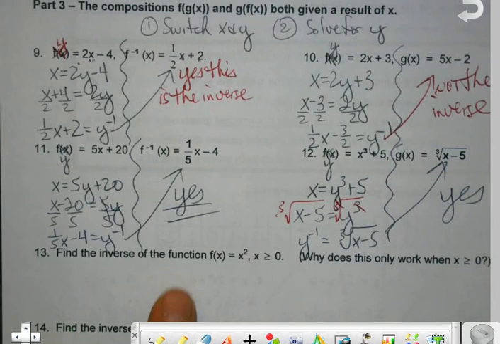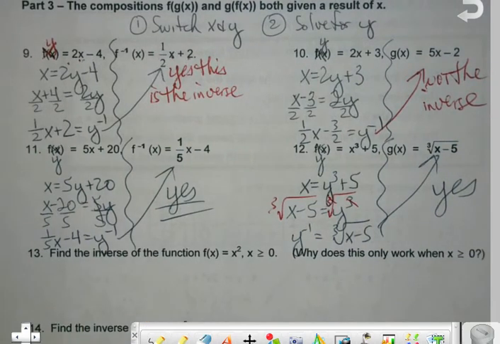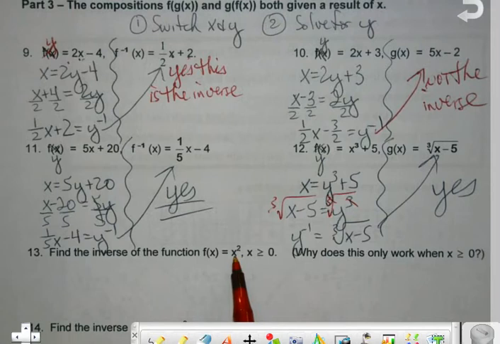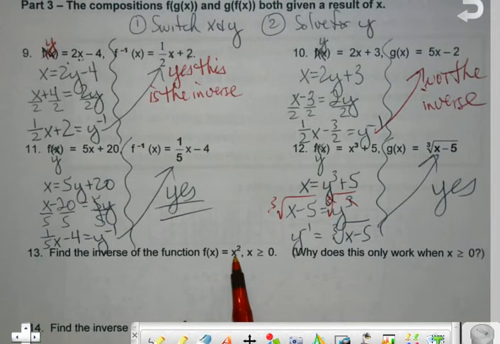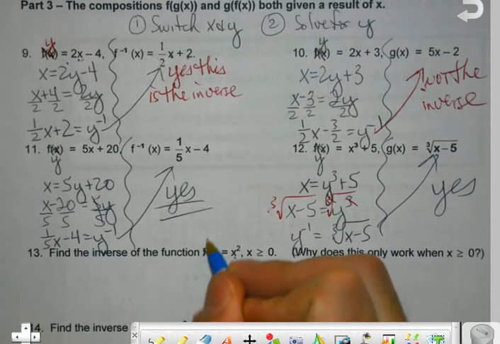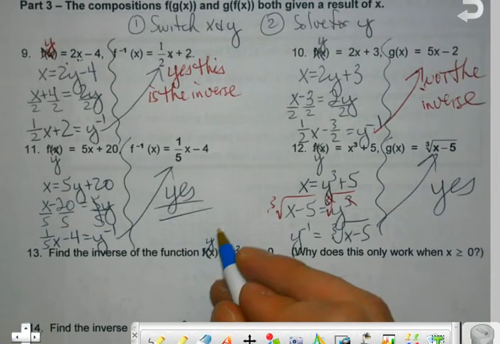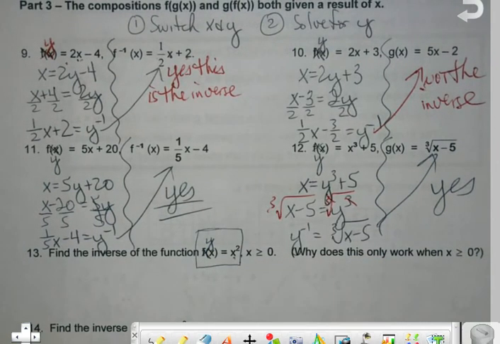Find the inverse of the function. Why does this only work when x is greater than or equal to 0? Well, because, remember, what happens when you square any number? Like, what if I had 3 squared? It would be 9, right? What if I had negative 3 quantity squared? It'd still be 9. So I'm not going to get any numbers that come out of this negative. So when I do this, I change this to y, and I say, okay, this is the part I'm working with.